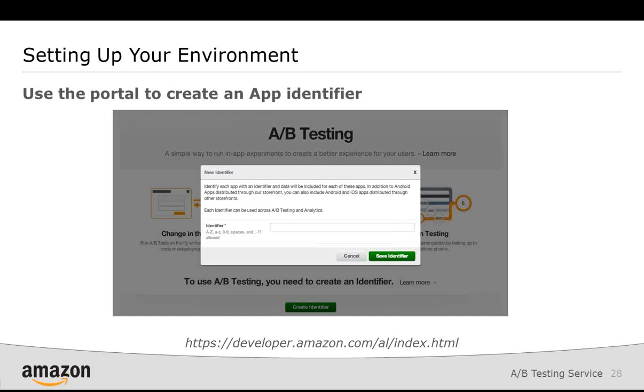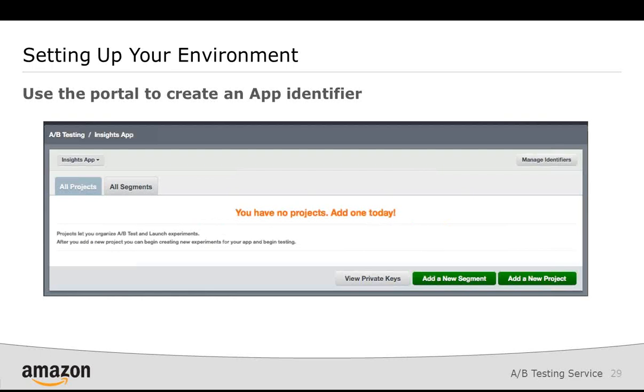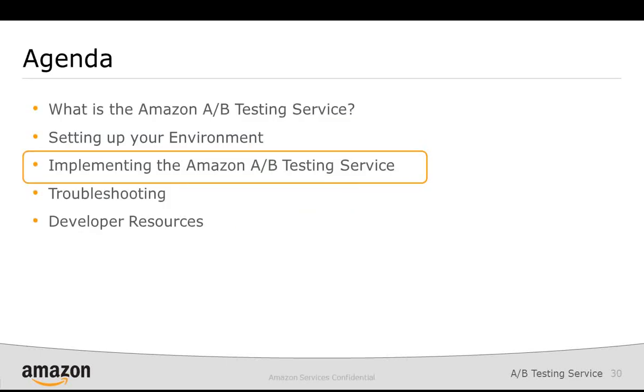Valid app identifiers can include upper and lowercase letters, numbers, and some certain simple punctuation like periods and underscores, that kind of thing. So once your app identifier has been created, you're ready to start experimenting with A/B tests in your app. So these tests or experiments are associated with A/B test projects, each of which can have one experiment only active at a time. However, more than one test project can be active for your app, so that means that it is possible to run multiple experiments in parallel.